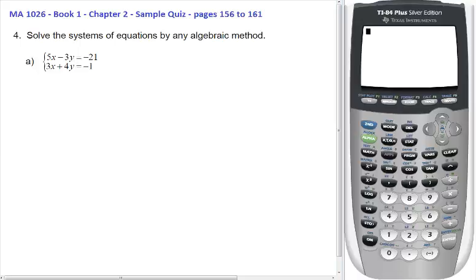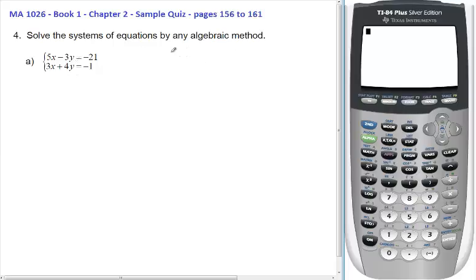Good day, students. Today in this video we're going to look at the solution to 4a, part of your long answer questions from chapter 2 sample quiz in book 1 of your MA1026 booklets. And in this particular question it's asking us to solve the system of equations by using any algebraic method. So we see a system here.